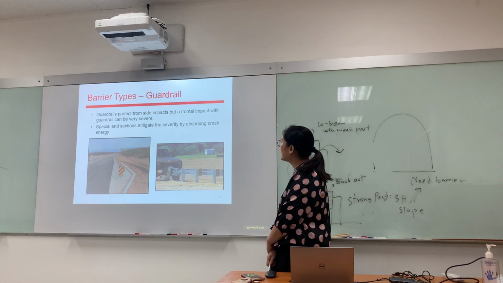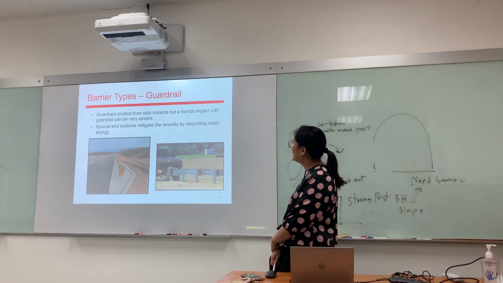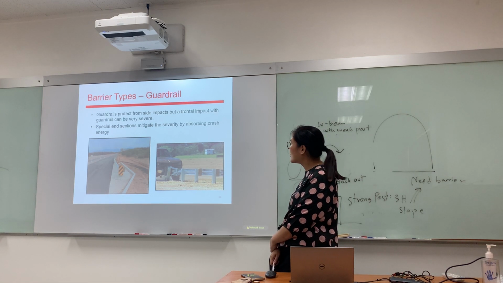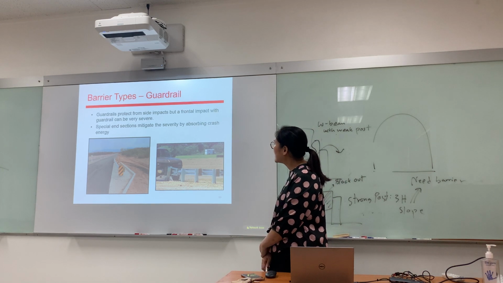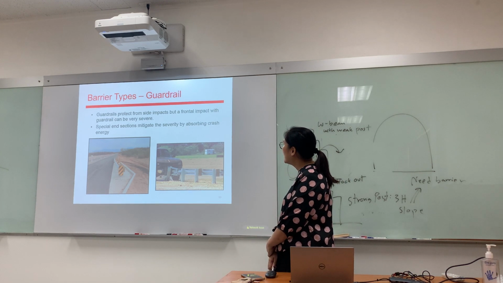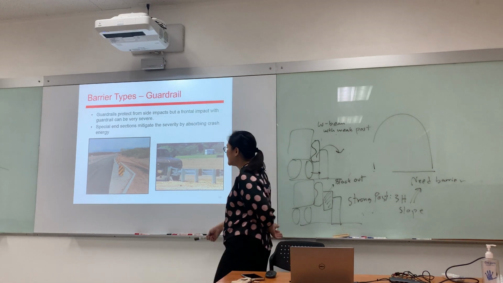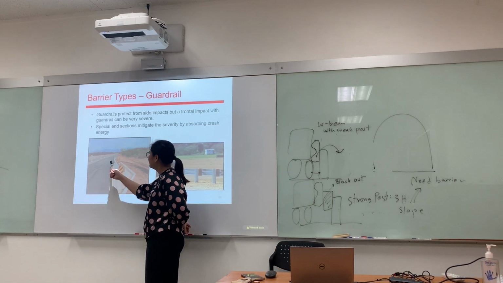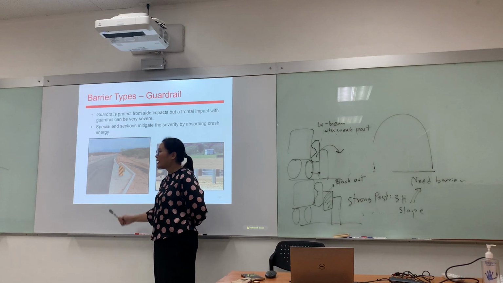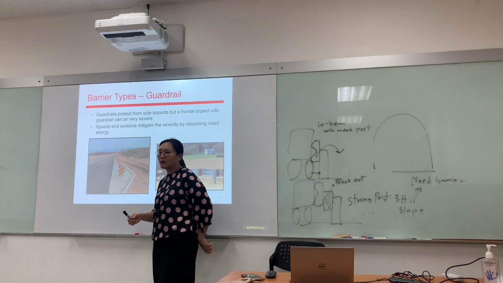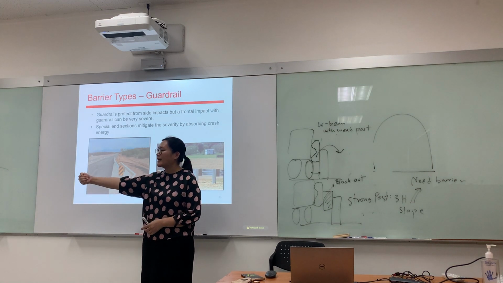Guardrail, as I mentioned, is going to protect from side impact. But frontal impact with guardrail can be very severe. And another important thing of the guardrail is the end of it. The end of it, in the next lecture I'm going to show a picture. The end of the guardrail right now, we just use the open end.